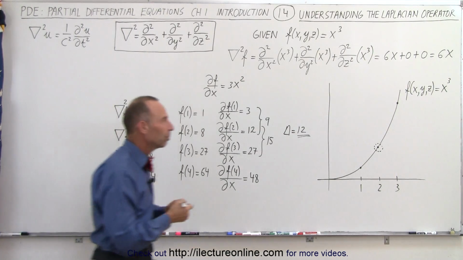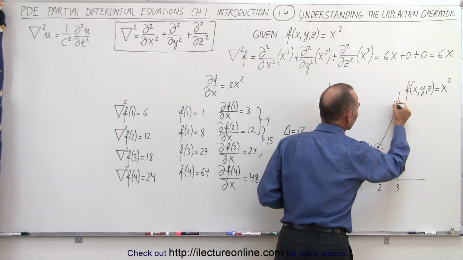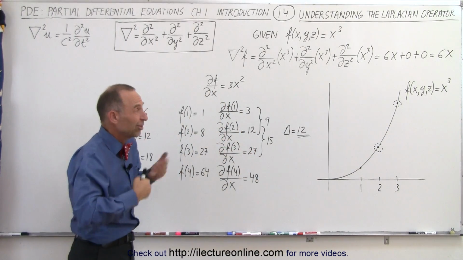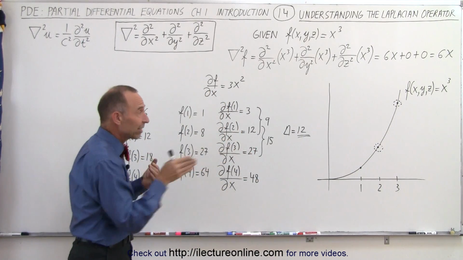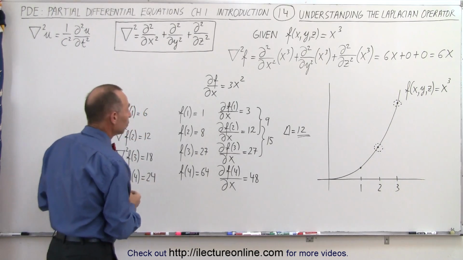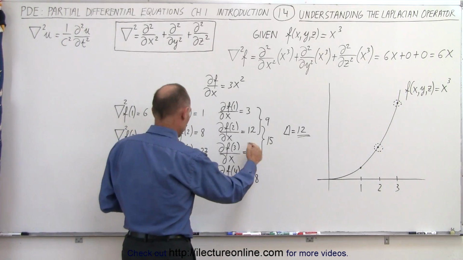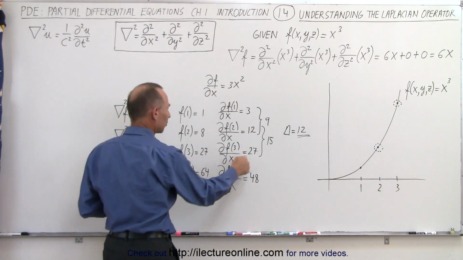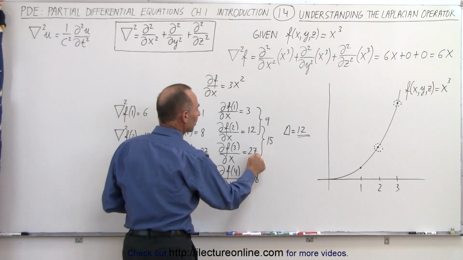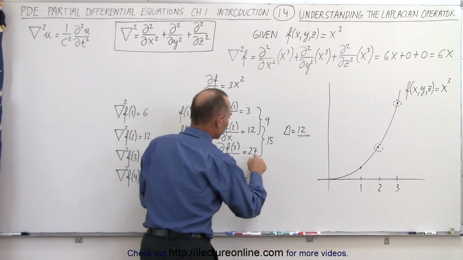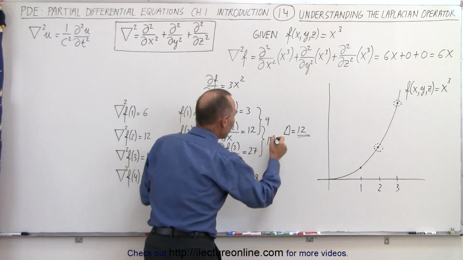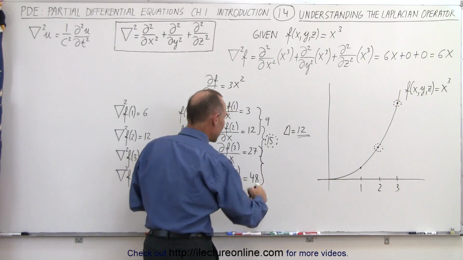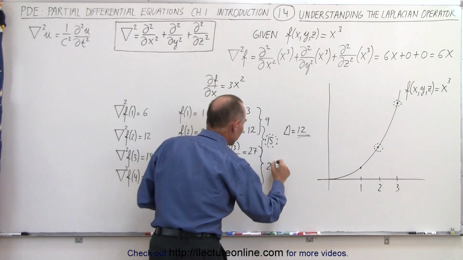Now let's take the next point. Again, we're going to draw a little sphere around it and allow it to change in all possible directions. In this case, the only direction that matters is the x direction. So what happens when we change from the third point, when x is equal to 3, that's right here. When we change from 27 to 12, we get a change of 15. When we change from 27 to 48, we get a change of 21.